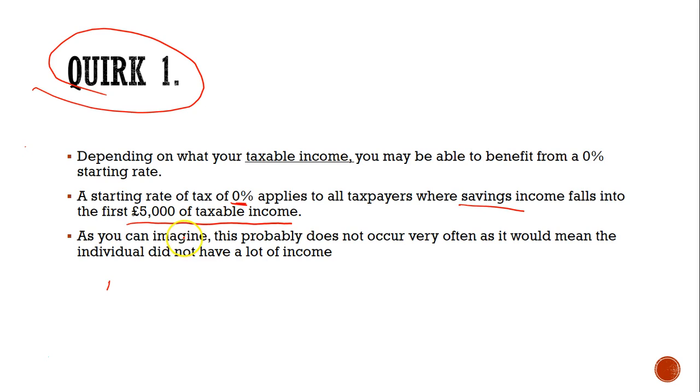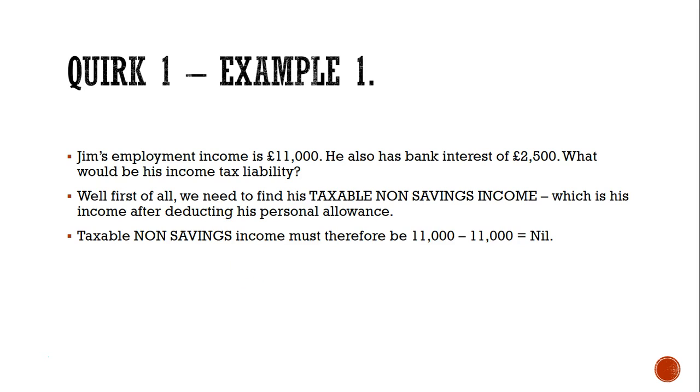But the key argument here is that if you don't have very much employment or trading income, and you have some savings income, you could get this benefit of 5,000 being taxed at 0% before everything else continues to happen. Again, it's really to do with people that don't have a lot of income. We'll see an example in a second. A lot of this really needs good examples. So this is the first example. This is what I'm trying to say.